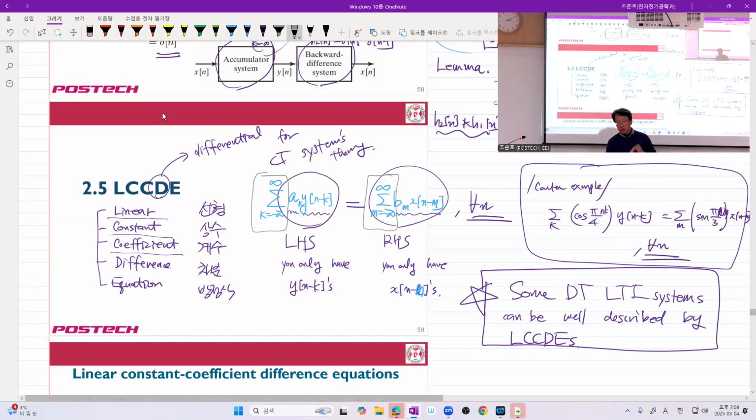Okay? So in that way, it's the same. Linear constant coefficient difference equation is a very, very powerful tool, even if you have some cases that are not good. Got it? So it has limitations, but it's very, very good.